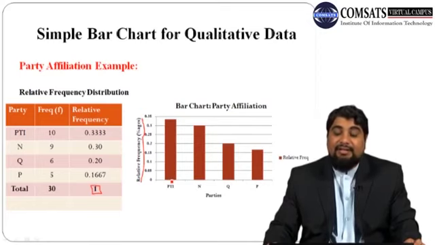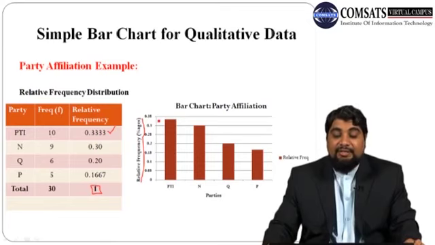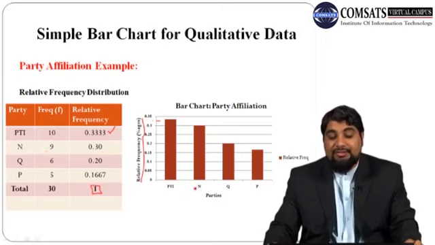So just draw the bars with height. Now in this case it should be proportional to the relative frequencies. So the relative frequency of the first category PTI is 0.333. So just draw a bar with height equal to 0.333. So here is 0.333. Similarly PMLN, the second category, its relative frequency is 0.30. So this height is at 0.30.